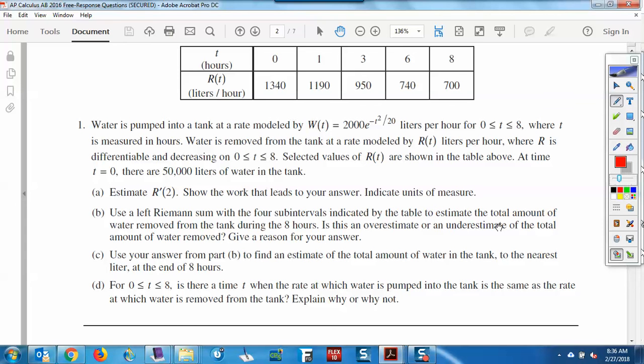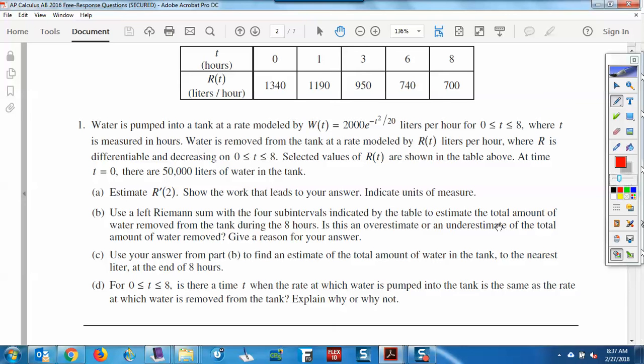Okay, water is pumped into a tank modeled by this rate, W. So water is going in, and that is liters per hour, right? Key thing to think about. Water is removed at a rate modeled by R liters per hour, where R is this table. R is differentiable, so it's not going to do anything crazy, no sharp points or anything. So it's smooth, and it's decreasing from 0 to 8. So we know that it's going down that whole time. So everything's nice, like we would think it would be with those values. Selected values are shown in the table above. At time t equals 0, there are 50,000 liters of water in the tank.